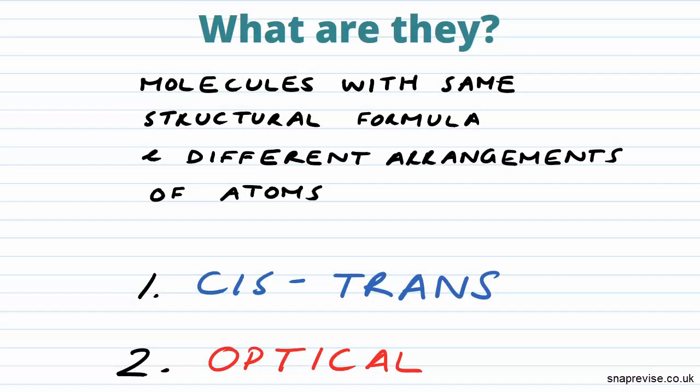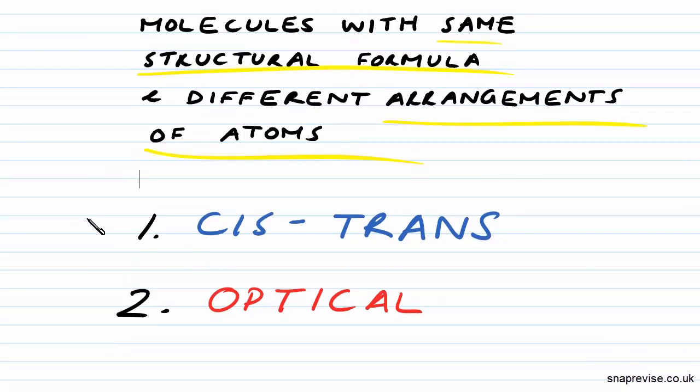Well, we know that stereoisomers are molecules with the same structural formula but different arrangement of atoms, and we've met stereoisomers before. Now, with our complex ions, we have two forms of stereoisomers. We have cis-trans stereoisomers, which you'll be familiar with, and this new type of stereoisomer called an optical isomer. So let's begin by looking at the ground that we've covered before, our cis-trans isomers.